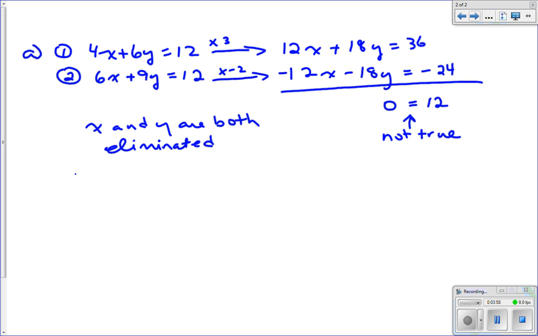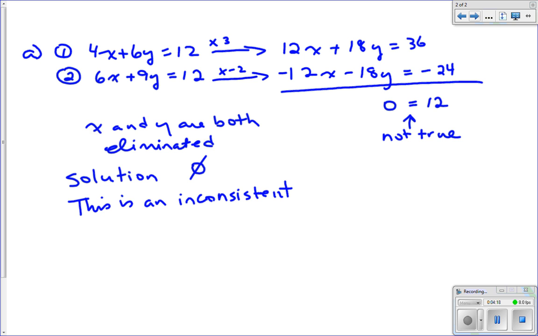So x and y are both eliminated in the same step, and we end up with a statement that's not true. So our solution is the null set, or there is no solution. This is one of those systems that's an inconsistent system. If we were to graph those two lines, they would be parallel to each other. So they would have the same slope, but a different y-intercept. So now let's look at another example.